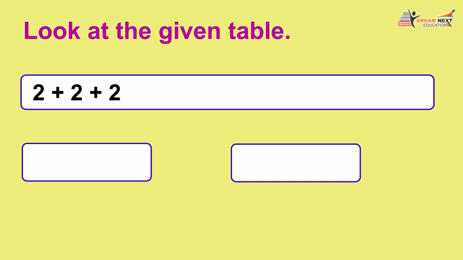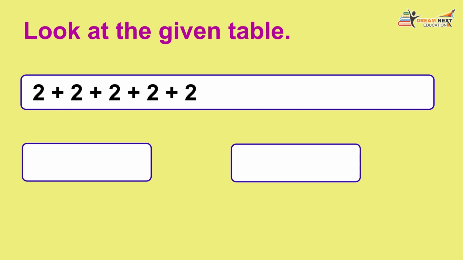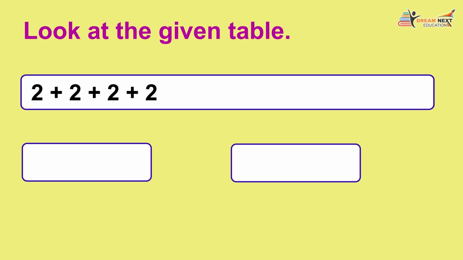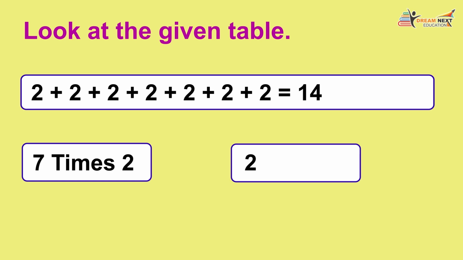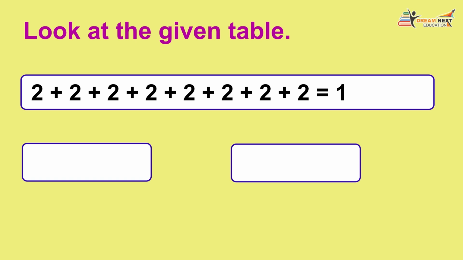2 plus 2 plus 2 plus 2 is equal to 8. 4 times 2. 2 into 4 is equal to 8. 2 plus 2 plus 2 plus 2 plus 2 is equal to 10. 5 times 2. 2 into 5 is equal to 10. 2 plus 2 plus 2 plus 2 plus 2 plus 2 is equal to 12. 6 times 2. 2 into 6 is equal to 12. 2 plus 2 plus 2 plus 2 plus 2 plus 2 plus 2 is equal to 14. 7 times 2. 2 into 7 is equal to 14. 2 plus 2 plus 2 plus 2 plus 2 plus 2 plus 2 plus 2 is equal to 16.